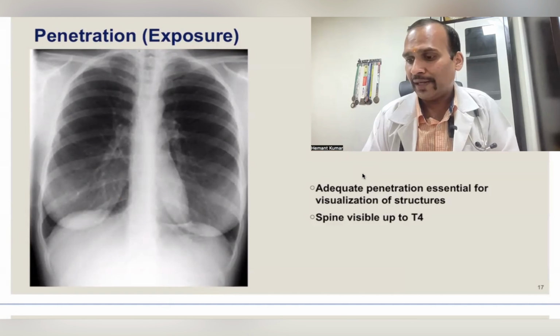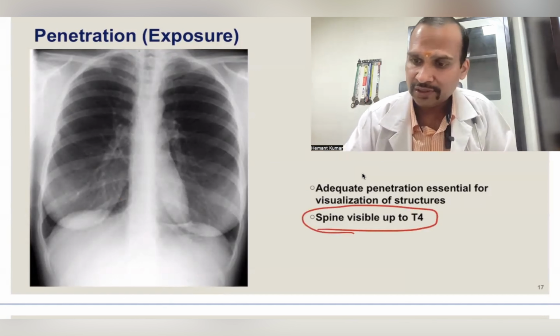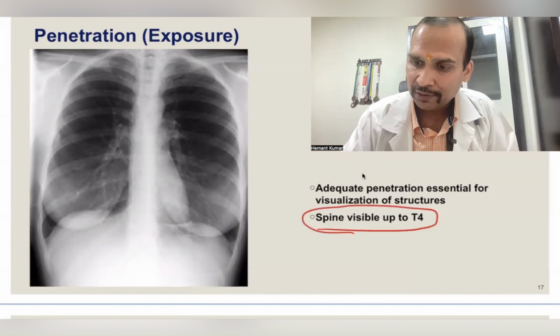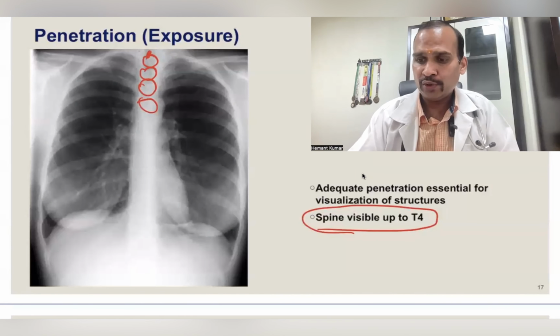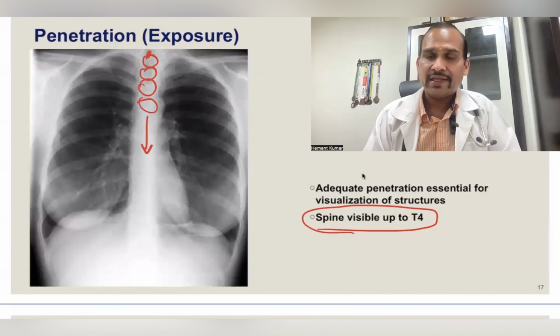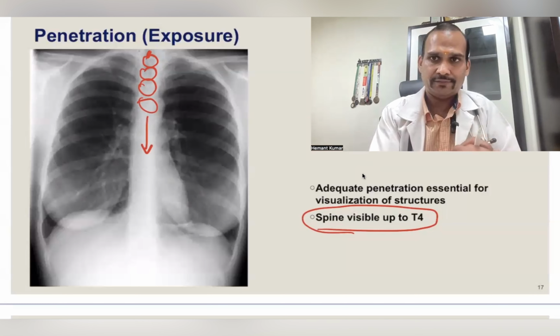We have to see the spine. It should be visible up to T4. So this is the vertebral column: 1, 2, 3, 4. If it is visible up to T4, and beyond that we cannot see clearly, it means this film has good exposure.